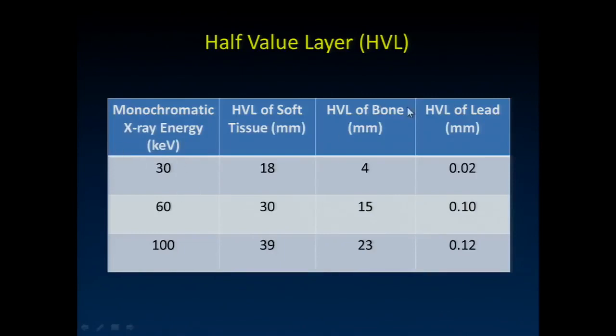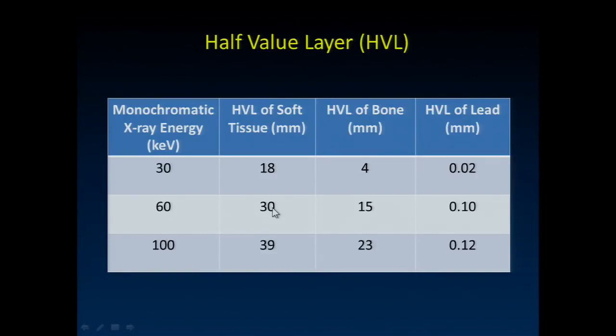Here's the half value layer for some tissues. We've got monochromatic X-rays here, half value layer of soft tissue, bone, and lead. And I just want to make a couple of points, right? Think about it at about 60 keV, which is kind of the average energy of the X-ray beam for an abdominal radiograph or so. The half value layer is 30 millimeters of tissue, right?